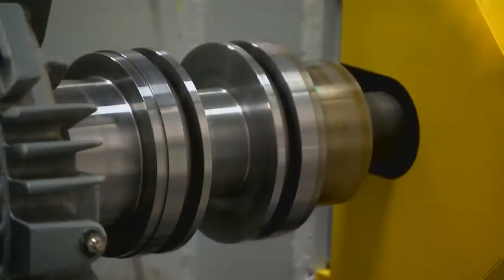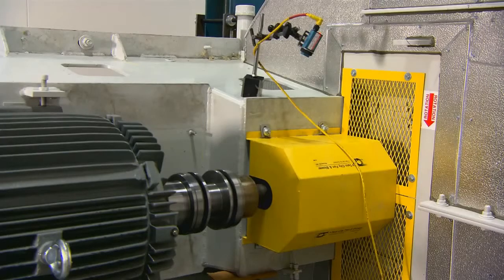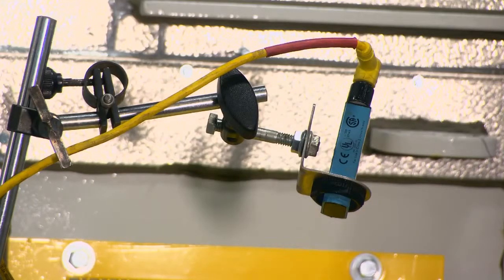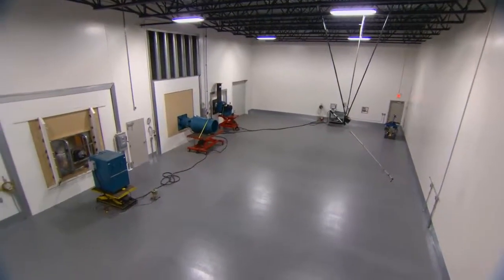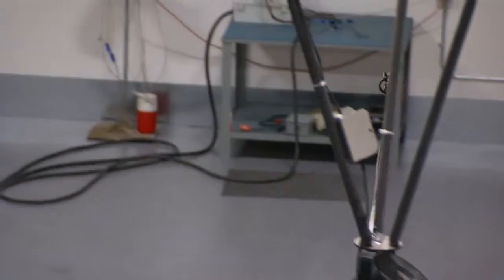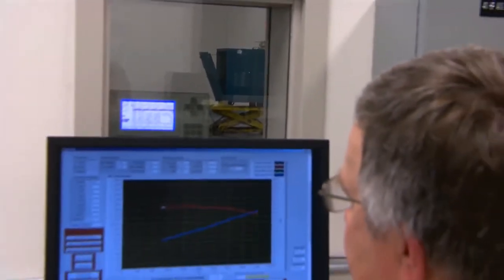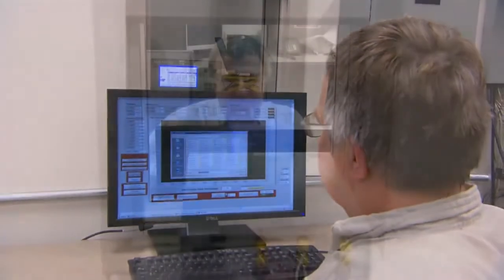Twin City Fan's mission in acoustics is to design the quietest products in the industry. To accomplish that, we have one of the most sophisticated sound testing laboratories in the world. Our laboratory is qualified for both broadband and discrete frequency or pure tones. Very few laboratories in the world have this distinction. And the reason why this was done is to meet accuracy in our sound ratings.